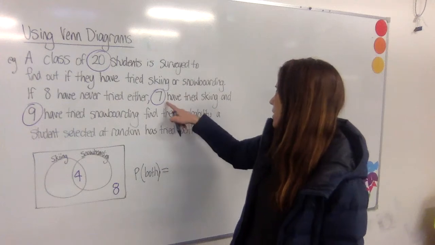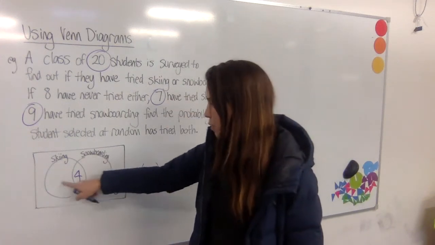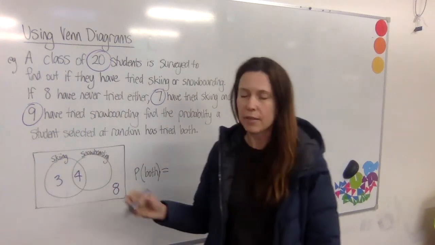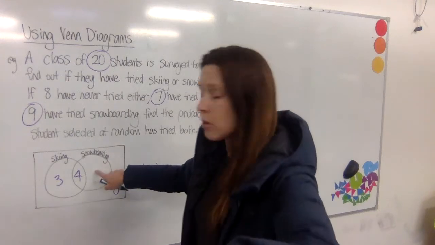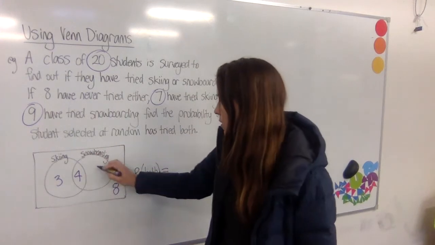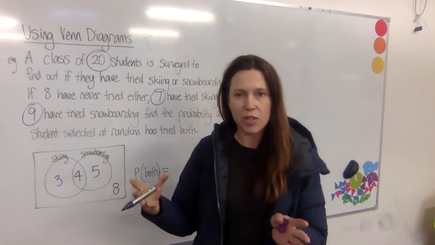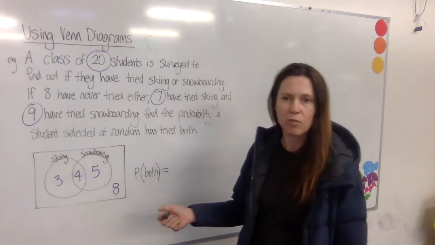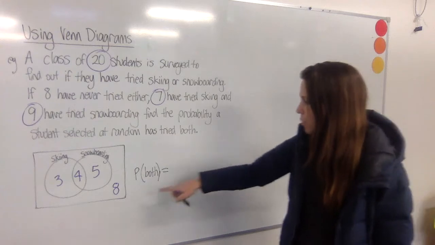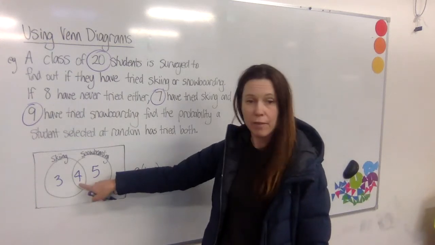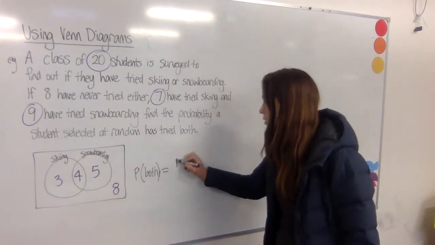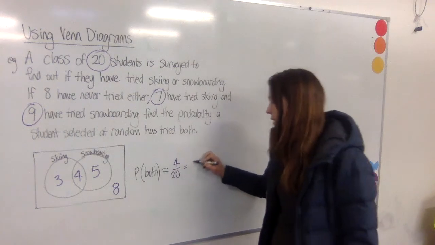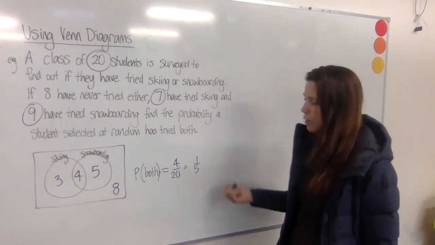Now you can say, right, we need 7 in the skiing bubble. We already have 4, so there needs to be 3 others. And we need 9 total in this circle, and we already have 4, so there must be 5 left. Then just double check that it adds up to 20. 3 plus 5 plus 4 plus 8, yeah, that's right, so it's 20. So the probability that I select a student at random and they've done both would be 4 out of 20, which of course I can simplify and say that is 1/5.